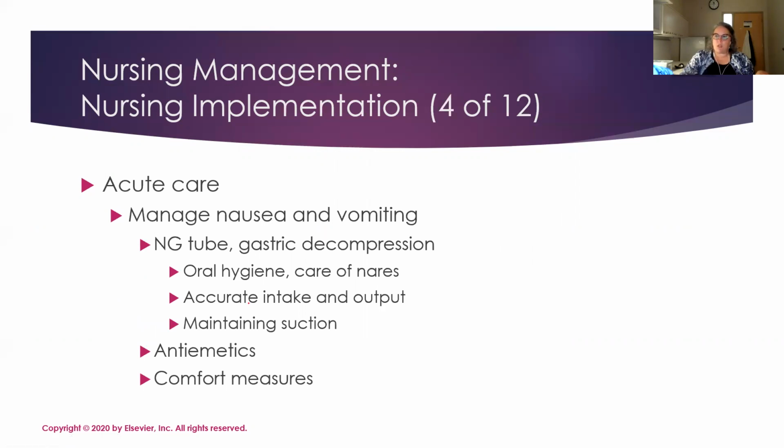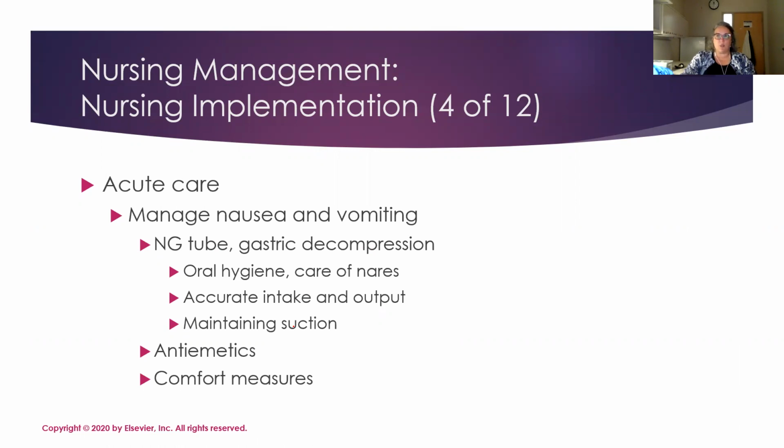We're going to be managing their nausea and vomiting. We can do that through an NG tube in severe instances and do gastric decompression. If we're doing that, we're going to be providing oral hygiene. We want to make sure that we're paying attention to those nares. With an NG tube, you can have a pressure injury happen because of the nares. Whenever you have an NG tube, you want to be doing accurate intake and output so that we can make sure that things are moving in the right direction and that we're not underhydrating or overhydrating.